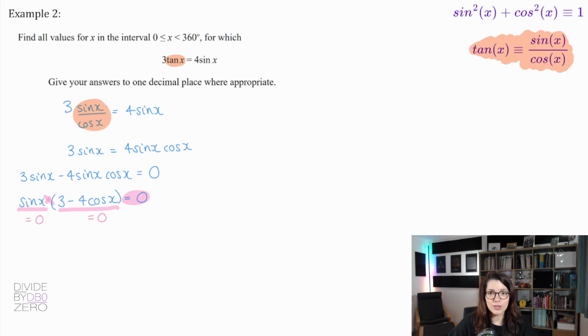Therefore, that leads us on to two separate equations to solve. One of them is sin x equals 0. So let's get those solutions first. Inverse sine of 0, x equals 0 to begin with. And then you can draw a sketch to find the rest.